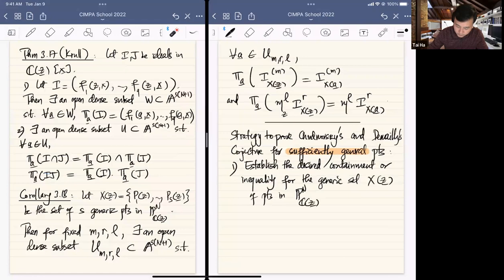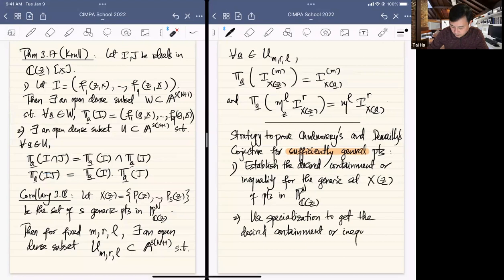And then we specialize, right? So use specializations to get the desired containment or inequality for a general set of points in P^n. And again, I put general in quotation because we don't know how general it has to be.